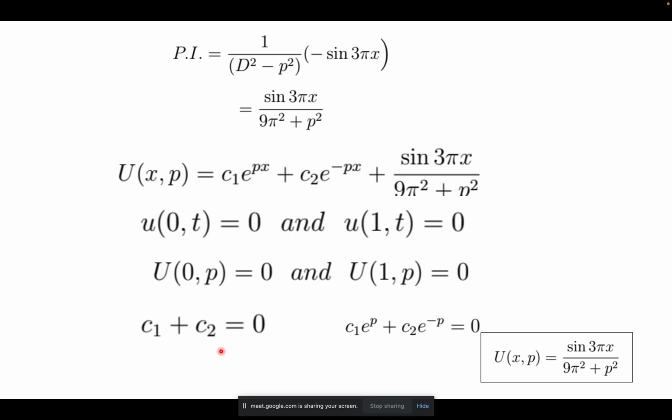And the only solution of these two, if you solve them simultaneously, will be c1 equal to 0 as well as c2 equal to 0. If I put c1 as well as c2 equal to 0, u(x, p) will be nothing but sine 3 pi x upon 9 pi square plus p square. So I hope you got the idea to solve this problem.